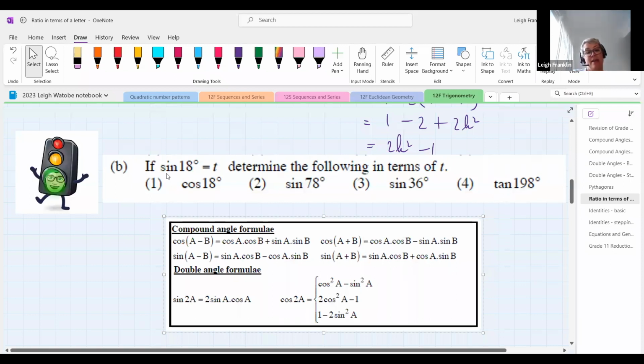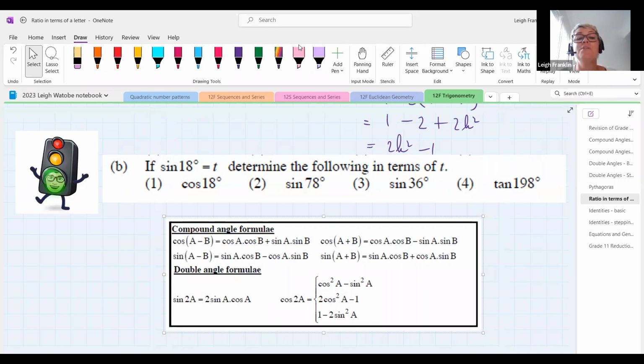So you are doing this question here. If the sine of 18 is equal to t, determine the following in terms of t. It's quite a lot of work, Matrix, questions 1 through to 4, but I want you to practice these because it's really good practice for you. And then we'll go through the answers afterwards.